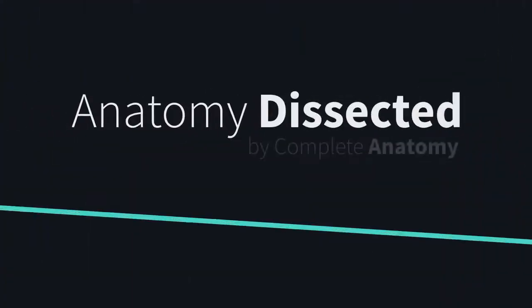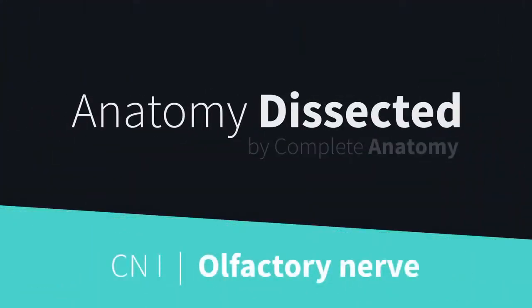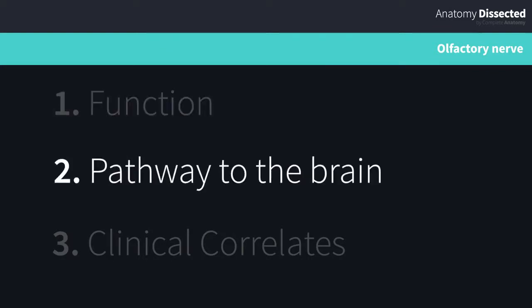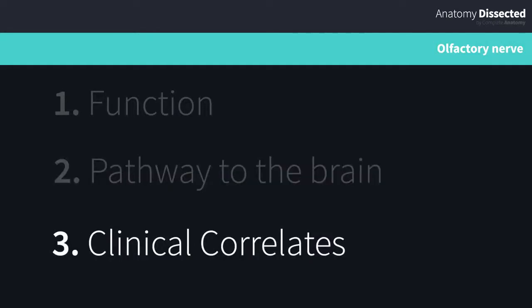We'll start this series by looking at the cranial nerves. So let's start with cranial nerve 1, the olfactory nerve. In this video, we'll first explore the function of the olfactory nerve, examine the tissues it innervates, and its pathway to the brain. We'll finish off by looking at some of the important clinical points.